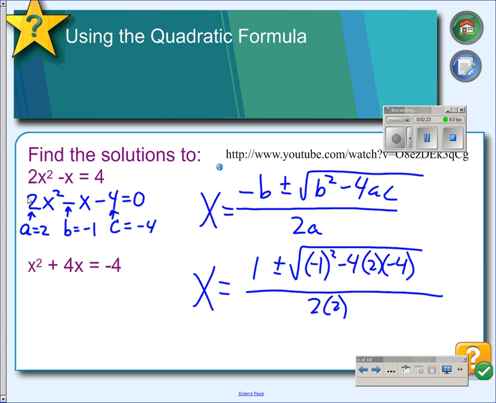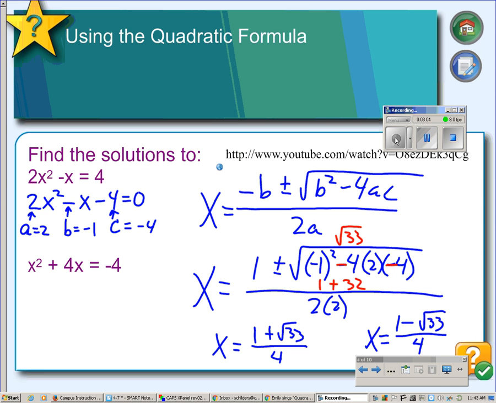So -1 squared is +1. 4 times 2 times 4 is 32. Since we have two negatives here, that's going to be plus 32. So we're looking for the square root of 33. Since 33 is not a perfect square, we're going to leave our answer in radical form. So we end up with x equals 1 plus the square root of 33 divided by 4. And we also have x equals 1 minus the square root of 33 over 4.